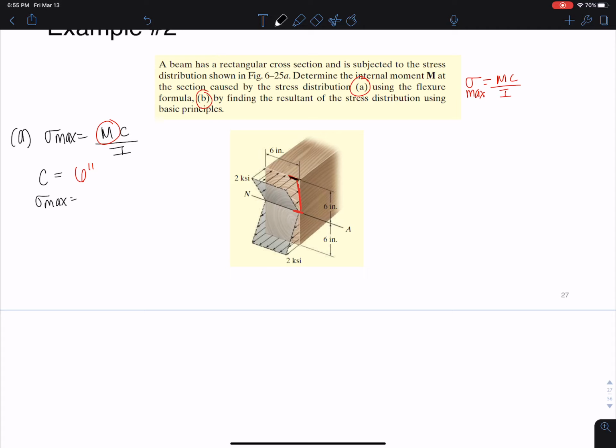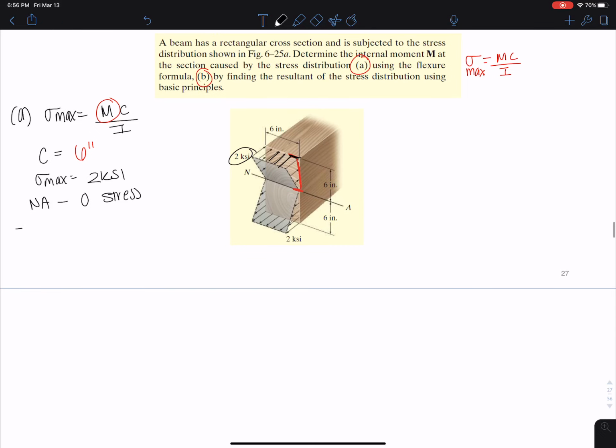So if we come back to this point, what's the value of sigma here? It's given as 2 ksi. And the neutral axis, just to remember, that's the axis of zero stress. And moment of inertia for a rectangular cross section like the one shown is 1/12 bh cubed. So my base is going to be the 6 inches, my whole height 12 inches, and I just plug everything in, and I get 1/12 times 6 times 12 cubed for a grand total of 864 inches to the fourth.